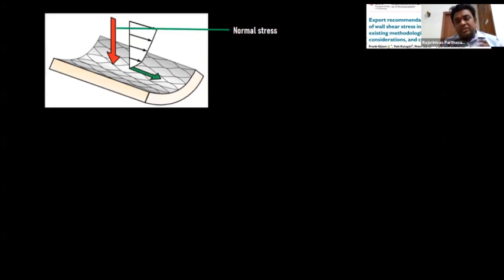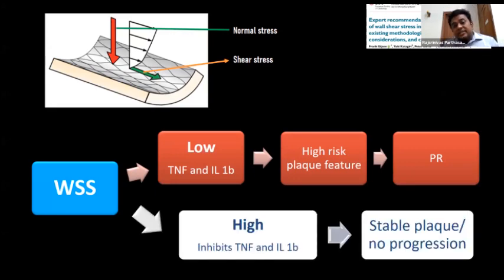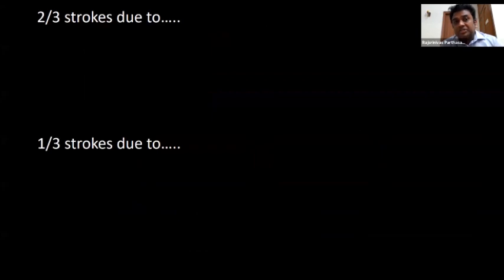What is normal stress? This is the force that is exerted on the wall of the artery in a perpendicular direction. Whereas shear is a force that is tangential to the wall of the artery, and we are talking about shear stress. Wherever there is low wall shear stress, there is activation of pro-inflammatory cytokines, TNF and interleukin-1b. This promotes high-risk plaque features and there is positive remodeling. Whereas where there is high wall shear stress, this inhibits these pro-inflammatory cytokines. This keeps stable plaque and there is no progression in plaque. So low wall shear stress is bad. High wall shear stress is a problem.